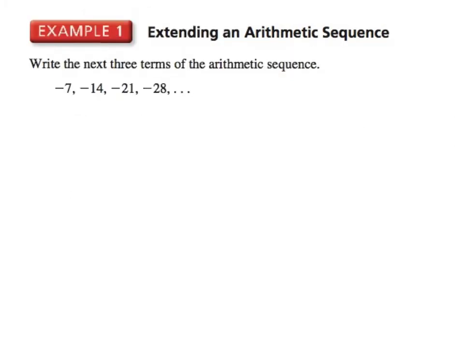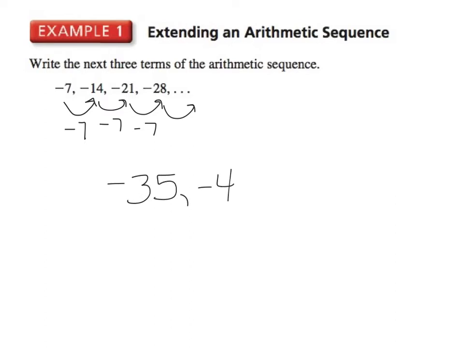Example 1, we're going to start with an easy problem. Write the next 3 terms in the arithmetic sequence. Well, as you can see, going from negative 7 to negative 14, we're actually adding a negative 7. We're adding a negative 7. We're adding a negative 7. So then the next 3 numbers in the sequence would be negative 35, negative 42, and negative 49.